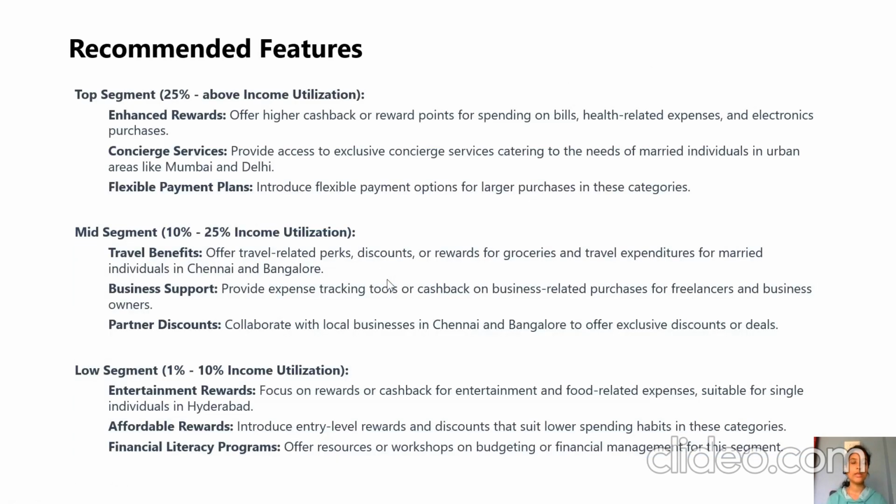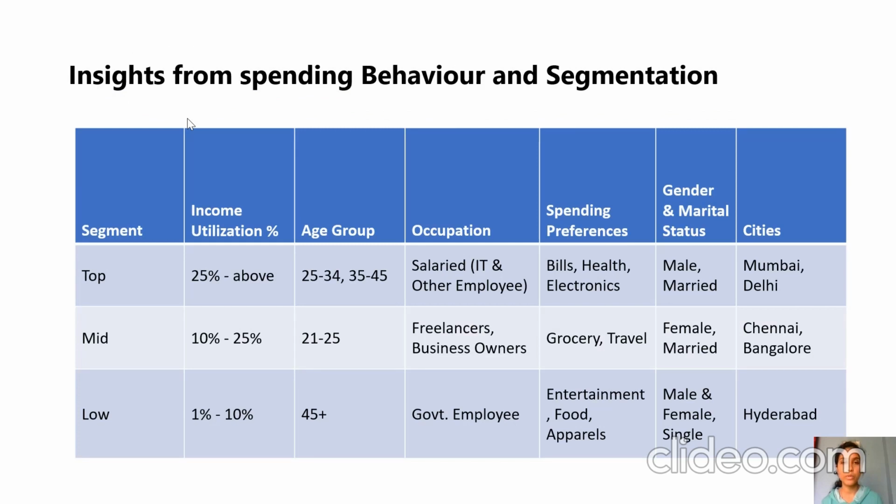Next, the last part is the recommended features. I have recommended features based on the segmentation only, for the top, mid and low segments. For the top segment, we can improve the percentage by enhancing rewards, giving concierge services and flexible payment plans. Similarly, the mid segment is most interested in travel, so we can give travel benefits, business support and partner discounts. How I have recommended these features is totally based on this table.